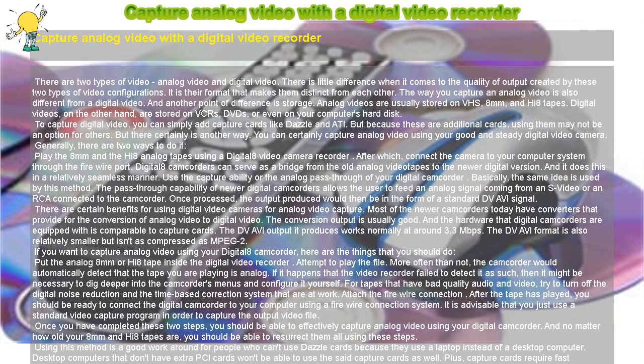The way you capture an analog video is also different from a digital video. And another point of difference is storage. Analog videos are usually stored on VHS, 8mm, and high-8 tapes. Digital videos, on the other hand, are stored on VCRs, DVDs, or even on your computer's hard disk.